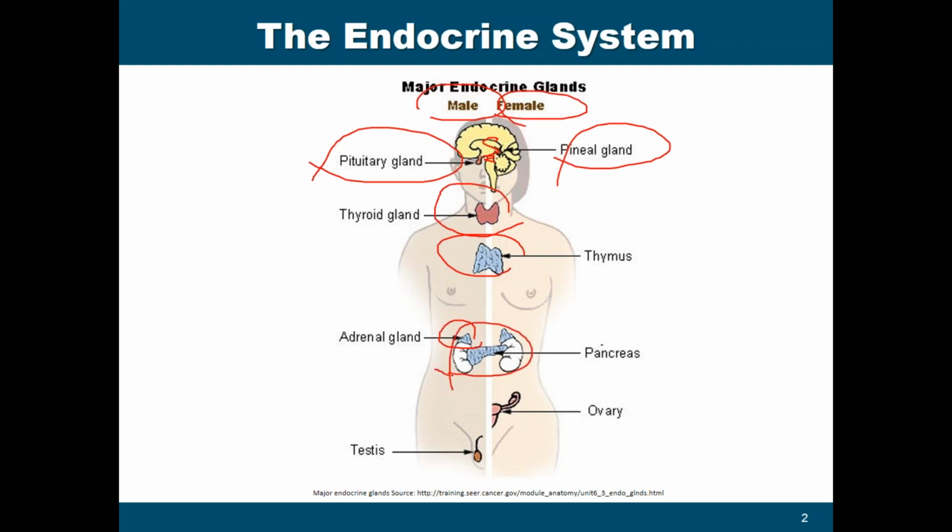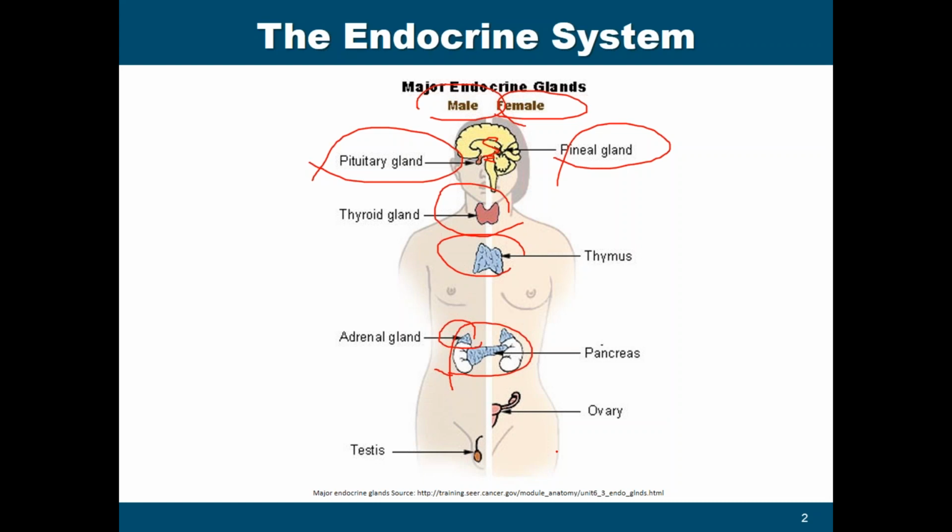So your pancreas is an endocrine gland, but you also have to remember that the pancreas is also involved in the digestive process. The pancreas is actually both an endocrine gland and an exocrine gland because it secretes hormones, and at the same time it also secretes your different enzymes for digestion.